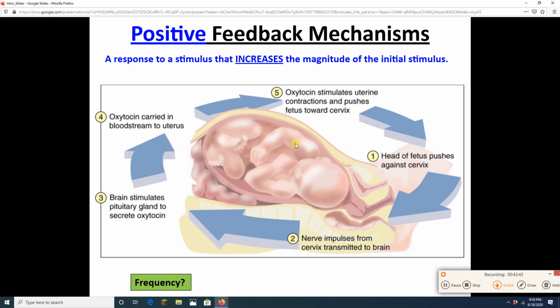Now, homeostasis is generally not maintained by positive feedback mechanisms because, as you can tell, positive feedback takes us away. It's almost a runaway, in fact. There has to be some dramatic event like the actual childbirth to end it. So it is not as common as negative feedback. There are only a few examples, in fact.